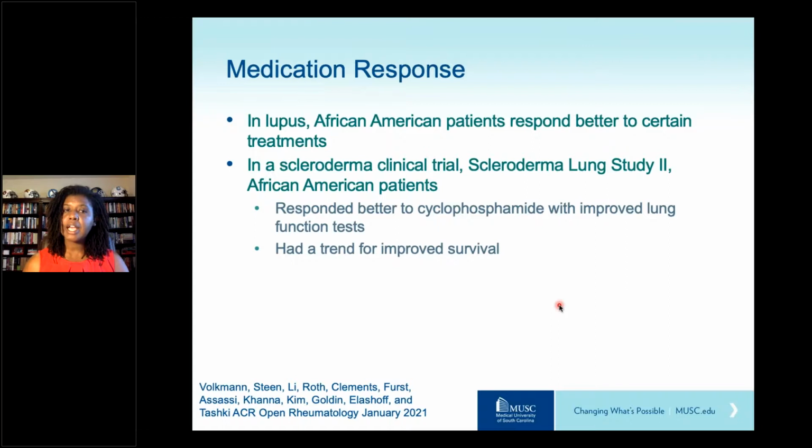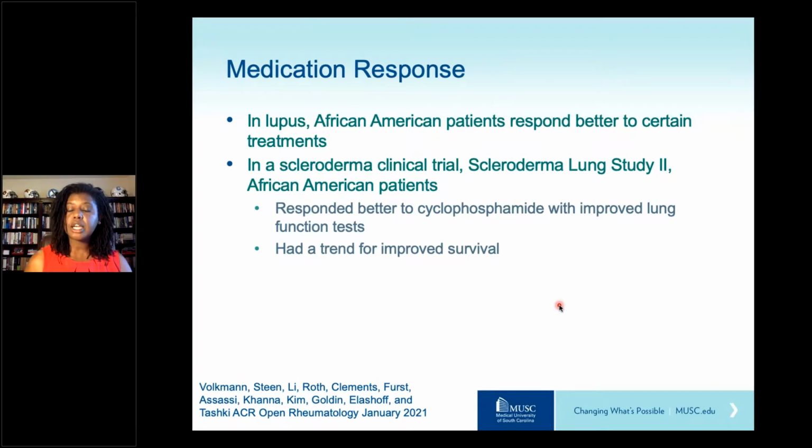Another interesting aspect is how patients respond to medications, and if there are certain medications that may be more effective in African American patients versus non-African American patients. This has been demonstrated in lupus. So African American patients do respond better to a certain treatment for kidney disease and lupus than non-African American patients, and that has shaped how lupus patients are treated.